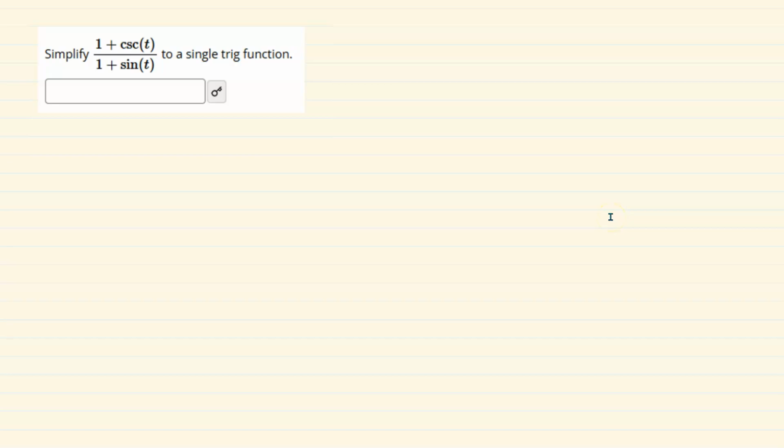All right, we want to rewrite the following into a single trig function. So we want to simplify it using properties that we've learned in the class. And to do this, we need to focus on first cosecant. So cosecant of t, what is that equivalent to? So cosecant of t is equal to 1 over sine of t.